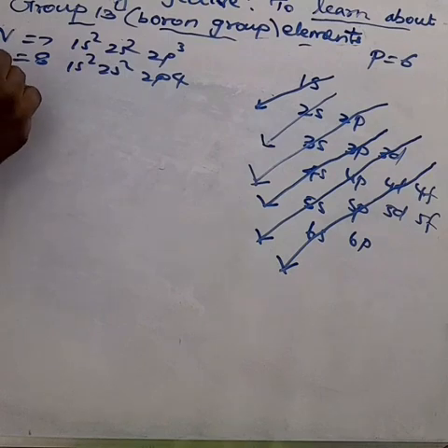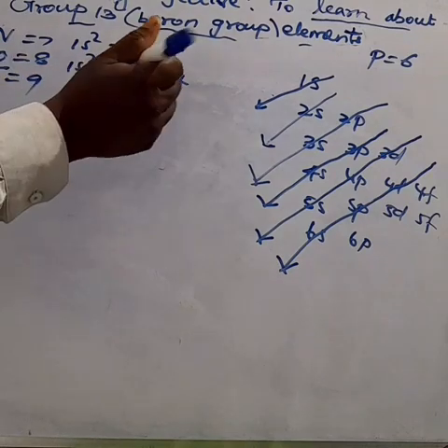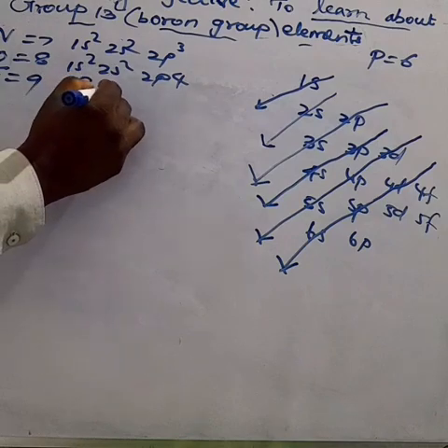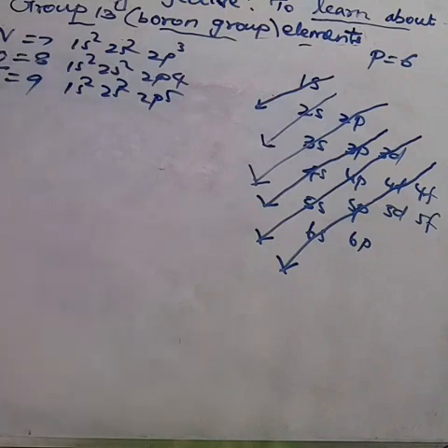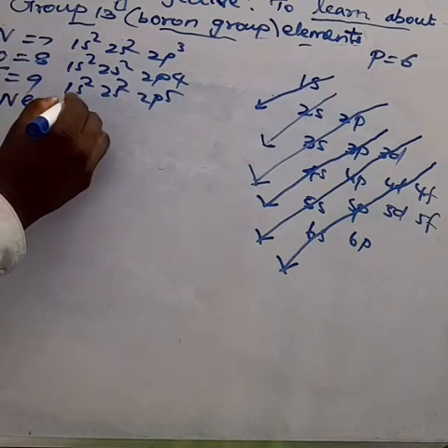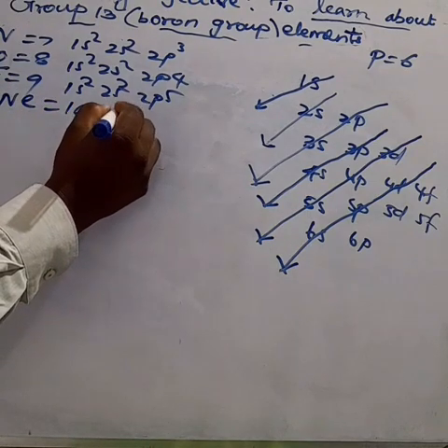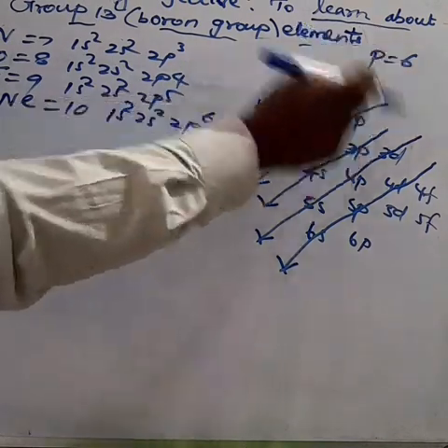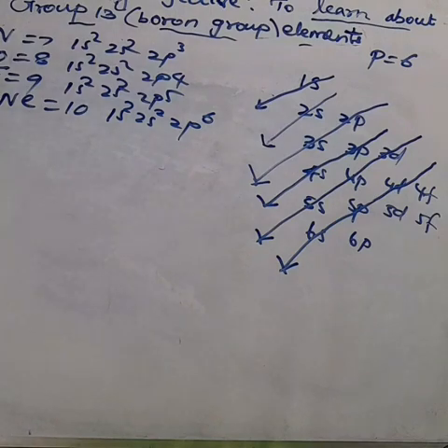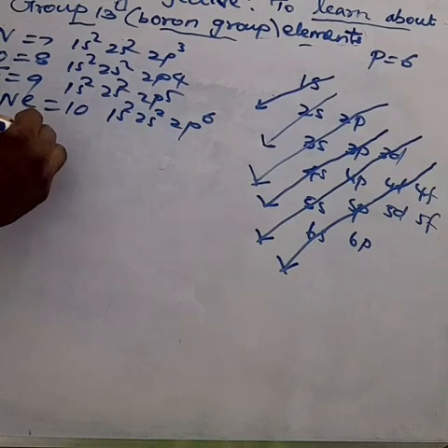Next, fluorine, atomic number 9. How will you write fluorine? 1s2, 2s2, 2p5. Am I right? Next, neon. The atomic number is 10. How will you write? 1s2, 2s2, 2p6. Yes or no? 1s2, 2s2, 2p6.